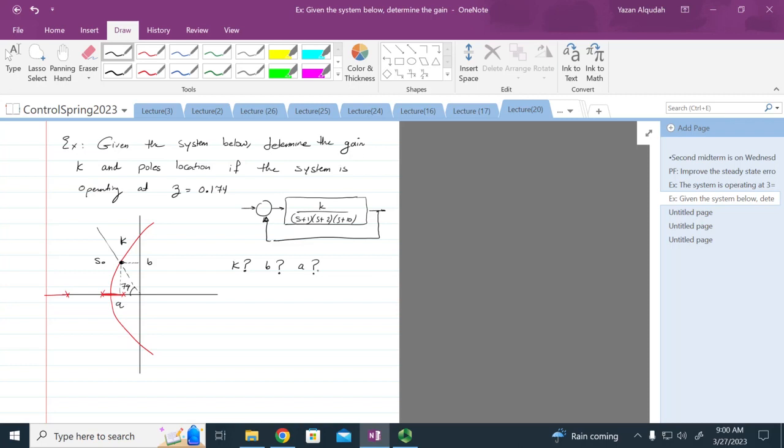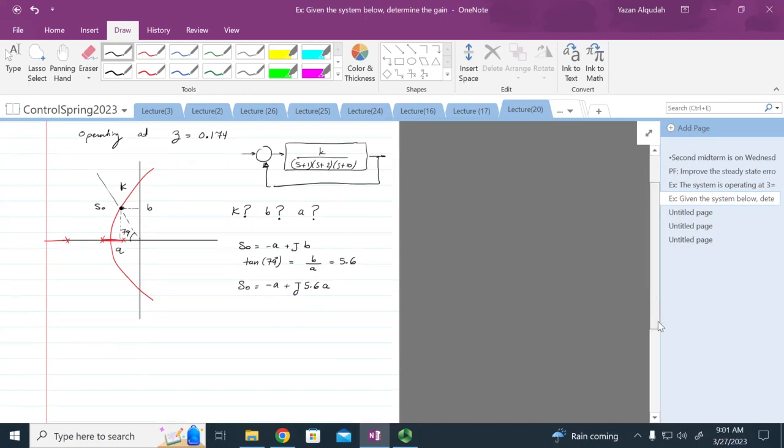B and A are related by this tan, isn't it? S0 is equal to negative A plus J multiplied by B. But the tangent of 79 degrees is equal to B divided by A, which is equal to 5.6. So therefore, S0 is equal to negative A plus J 5.6 multiplied by A. Together? How many unknowns do we have now? 2 unknowns. Only A and K.